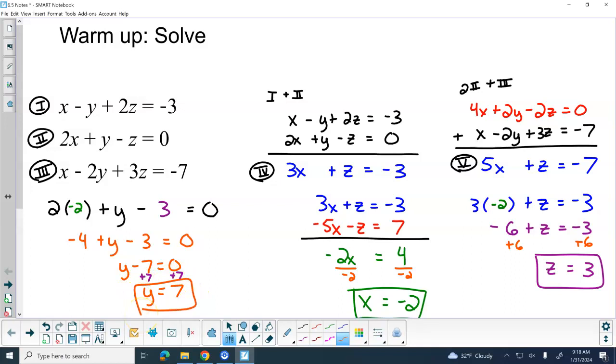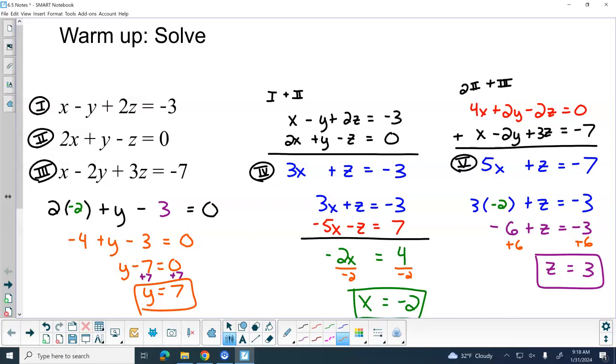Quick check. Negative 2 minus 7 is negative 9. Plus 2 times 3 is 6. Negative 9 plus 6 is negative 3. Checks out in the first one. 2 times negative 2 is negative 4. Plus y is positive 3. Minus 3 is 0. Checks out in the second one.